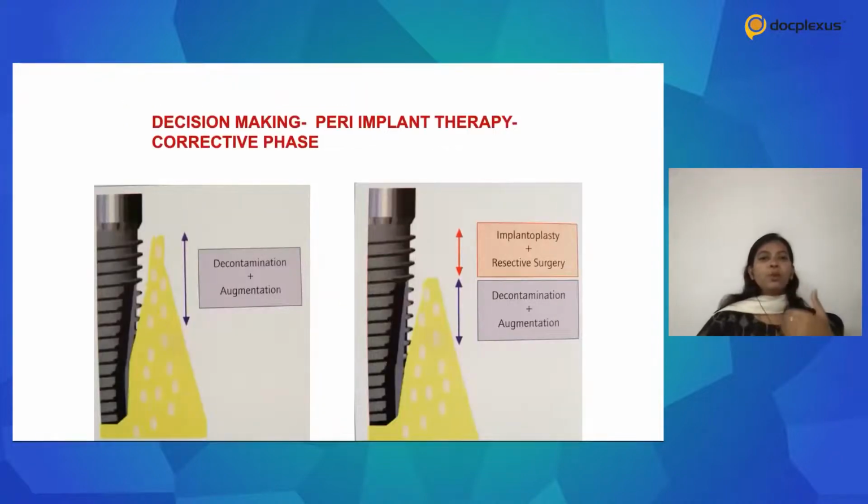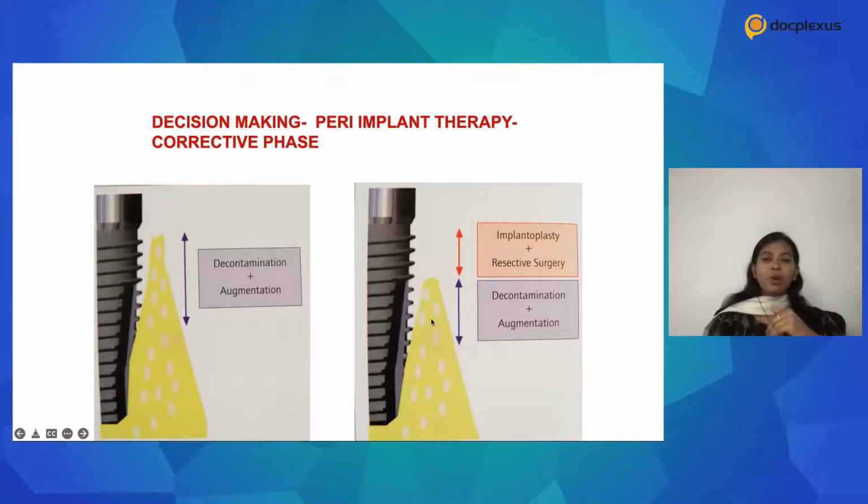So when you talk about decision making in the corrective phase, will you go ahead with decontamination plus augmentation, or will you want both a resective therapy and an augmentation side by side? This depends on the amount of bone that is remaining. When there is more bone remaining, yes, you can go ahead with decontamination as well as augmentation, because there is a contained defect.